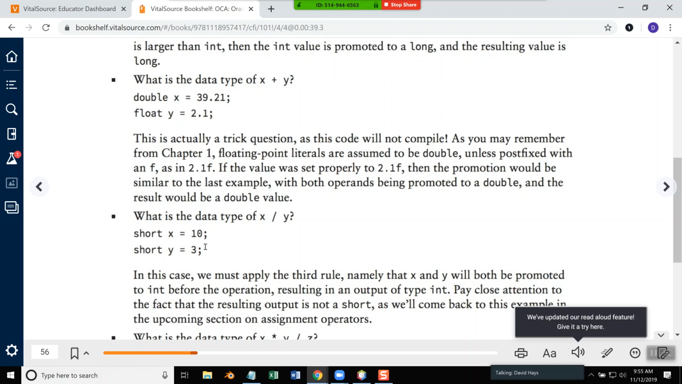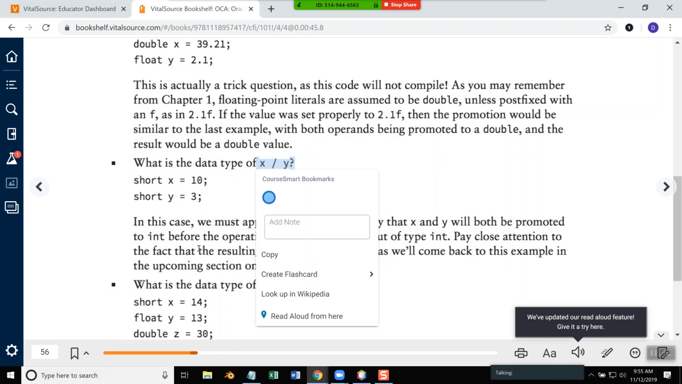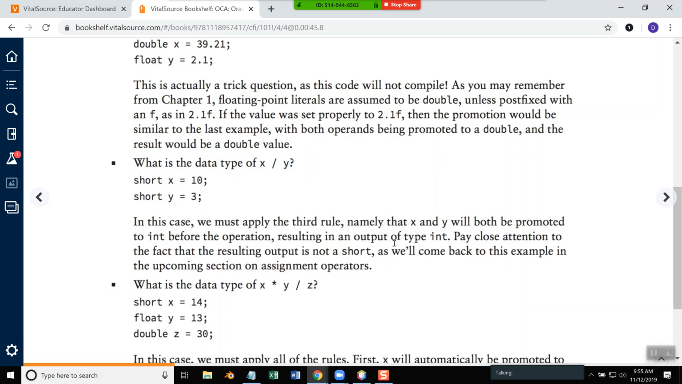Let's see, what would be the data type of x divided by y? They're both shorts. Let's say a short, but let's see. Oh no, that's right. They're all automatically promoted to integer. Can't remember what I just said 5 minutes ago. Okay. What is the data type of x times y divided by z?